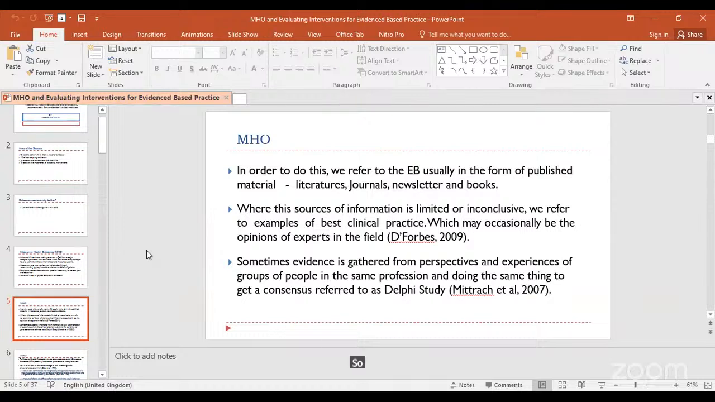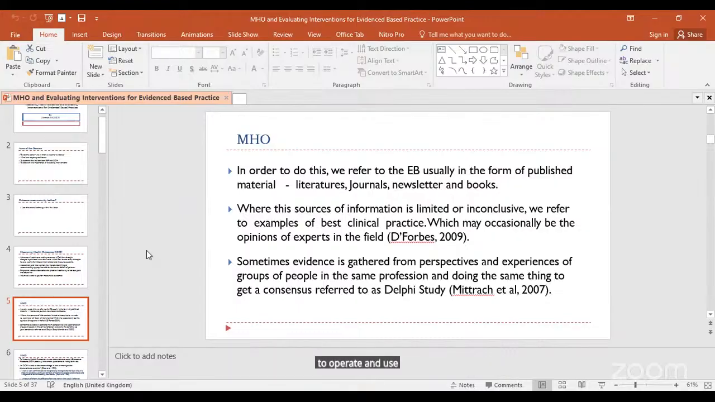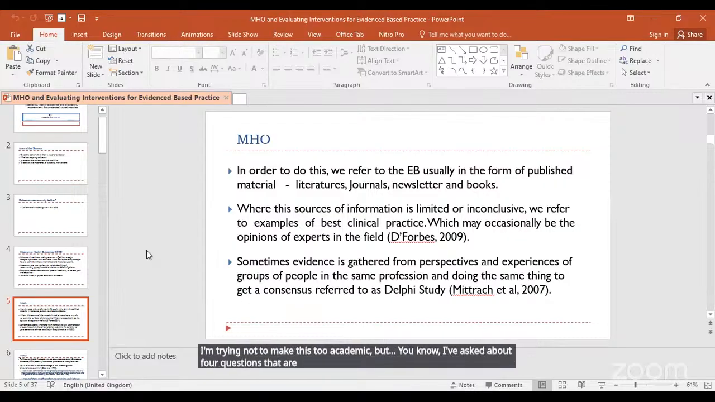So if we cannot come together on this, it's difficult for us as professionals to operate and use the best of clinical practice. I'm trying not to make this too academic, but I've asked about 4 questions that are going to be challenging for us. That's why I'm going through this. Like I said, I just wanted to present 7 slides. So if you see me jumping some, please tolerate it.